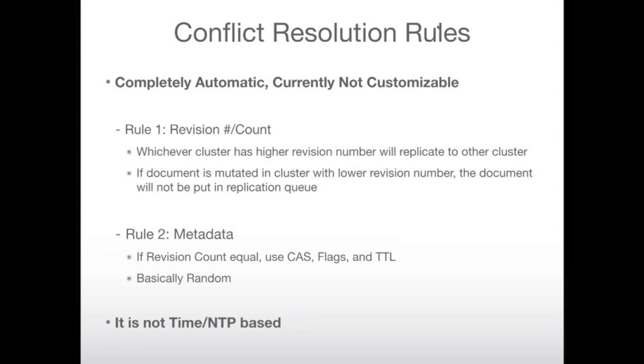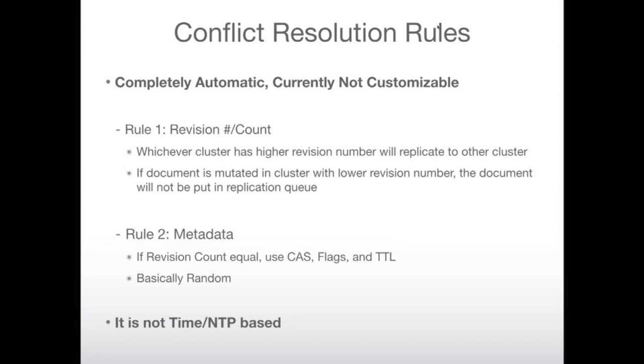One is the revision number, which is the number of times a particular document has been updated. Each cluster maintains their own revision number count, and whichever cluster has the higher revision number, whichever cluster has basically updated that document the most, will be the winner and will replicate to the other cluster. If a document is changed in a cluster with a lower revision number, the document will not be put into the replication queue.